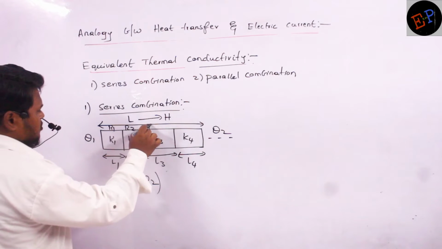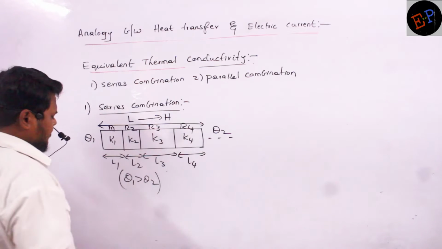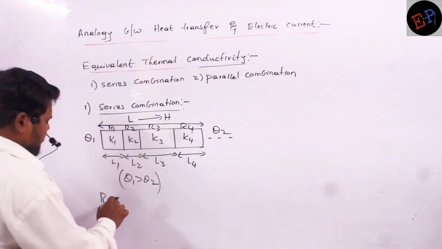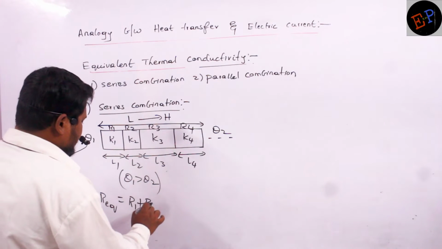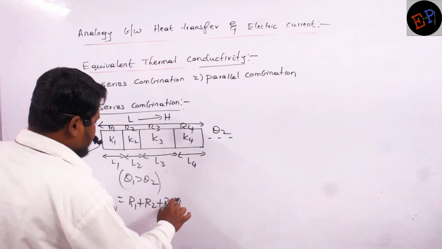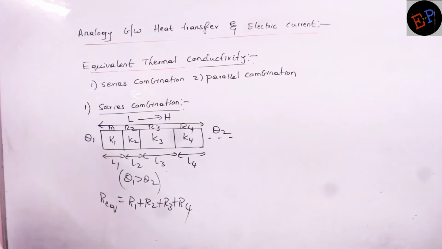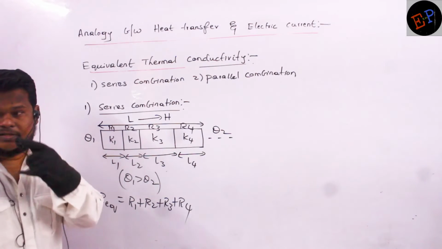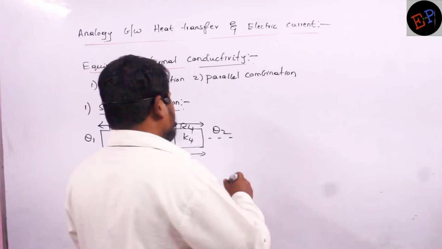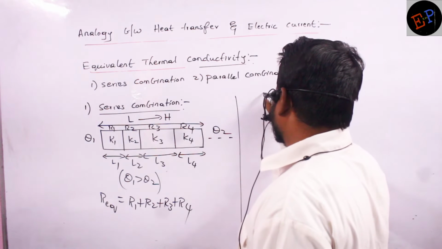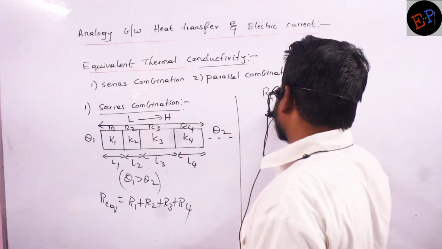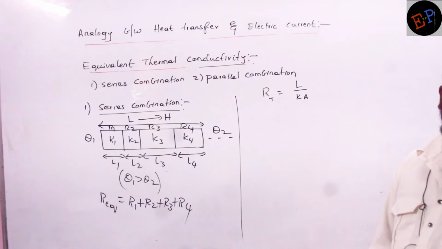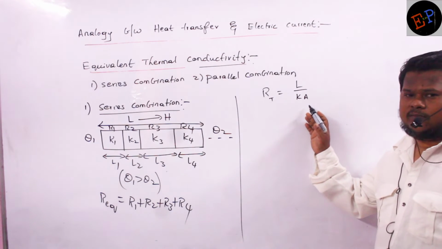Because they are connected in series combination, let the thermal resistances of the rods be R1, R2, R3, and R4. Then the equivalent thermal resistance is R1 plus R2 plus R3 plus R4, the sum of the thermal resistances of all the rods, because they are connected in series combination. Already we have studied the formula for thermal resistance: R equals L by K into A. Thermal resistance is L by K into A.